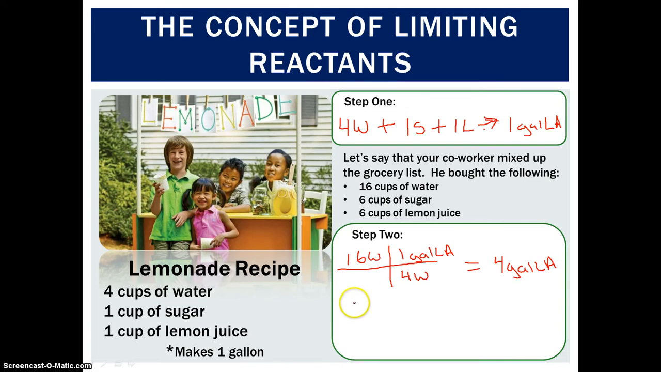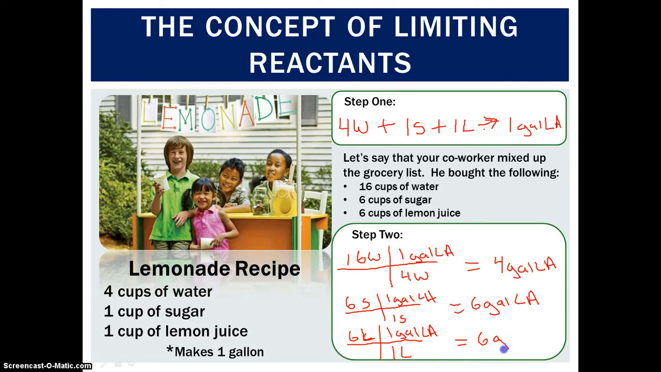Okay, this is assuming that I have plenty of sugar and lemon juice to go around to accomplish that. If I started with 6 cups of sugar, for every 1 cup of sugar I can make 1 gallon of lemonade, so from all 6 cups I could make 6 gallons of lemonade. And finally, I had 6 cups of lemon juice, knowing that from every 1 cup of lemon juice, I can make 1 gallon of lemonade. I could make 6 gallons of lemonade.